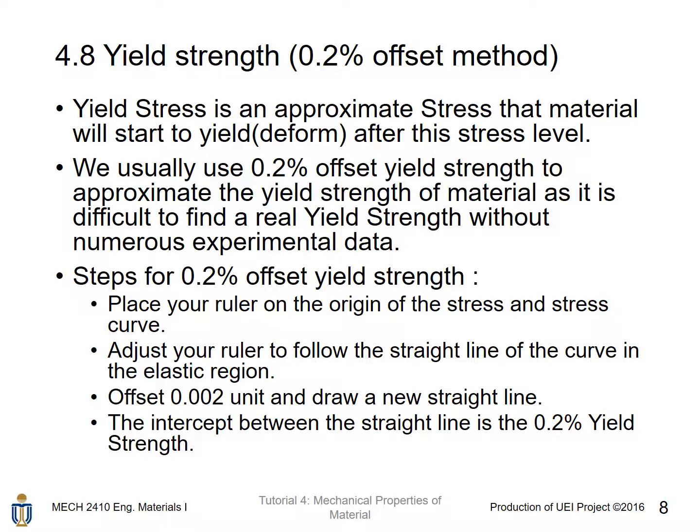Steps for the 0.2% offset yield strength method. First, you place your ruler on the origin of the stress strain curve. Then, you adjust your ruler to follow the straight line of the curve in the elastic region. Then, you offset 0.002 units and draw a new straight line. The intersection between the curve and the 0.2% offset line is the 0.2% yield strength value.